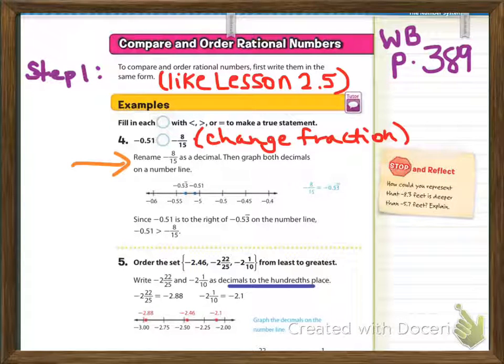Alright, so you've got to change everything to decimals and put them in order. If it's on the left side of the number line, it's going to be the smaller number. Further to the right side of the number line, it's the greater number. So check out these examples and then do your guided practice.